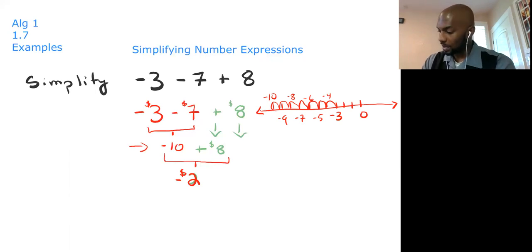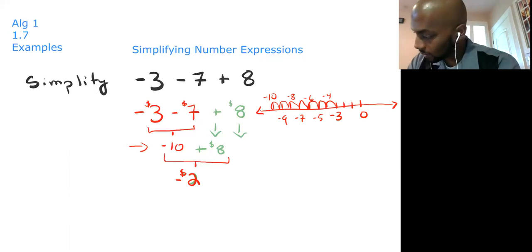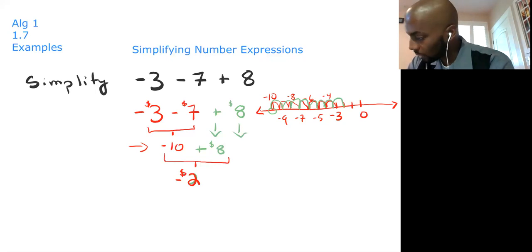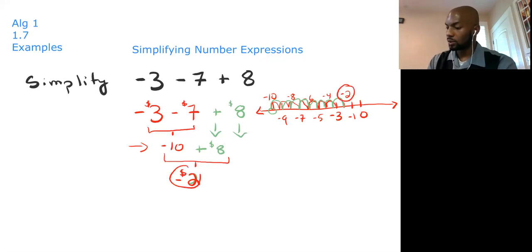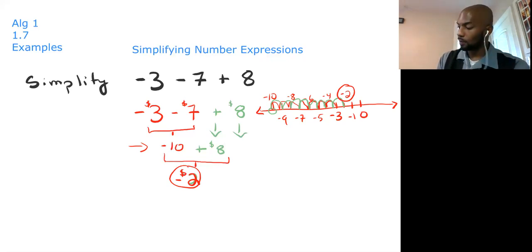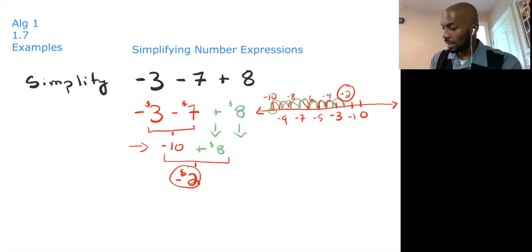And then the final step is to add 8, which means to go to the right 8 from negative 10. Let's see what I end up at. 1, 2, 3, 4, 5, 6, 7, 8. Let's fill in that number to find out what it is, and it's negative 2. Both of those check out. Negative 3 minus 7 plus 8 is negative 2. So that's 2 different ways you could do that. All right, let's try another one.